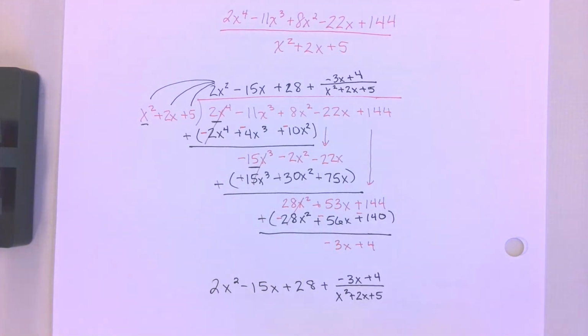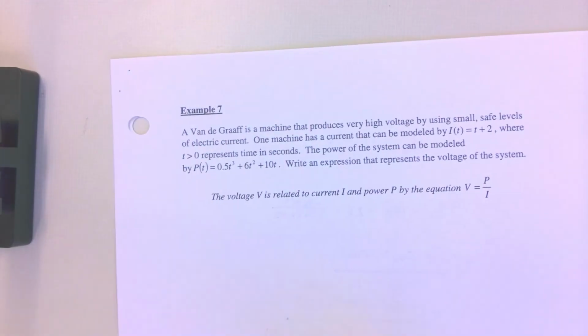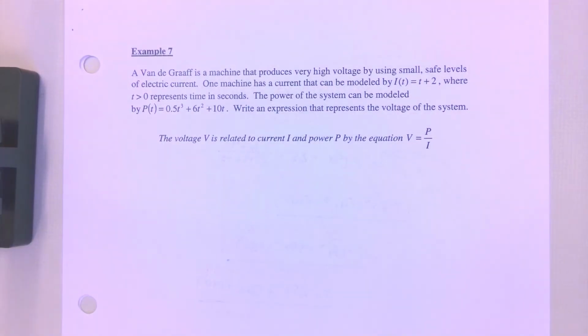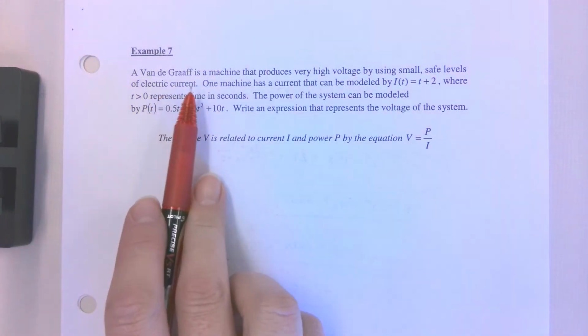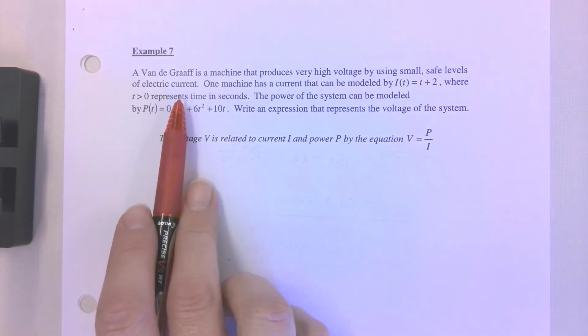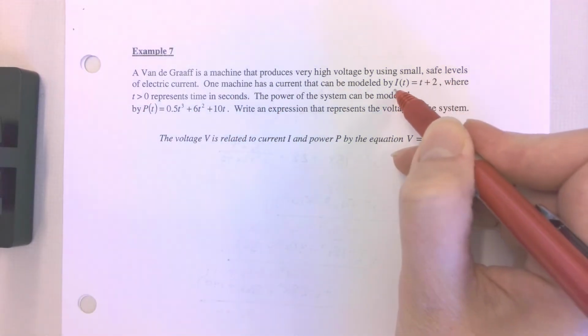All right, we have a word problem that we are going to look at. So here's an application problem. It's definitely in the world of physics, but we don't need to know physics in order to take care of this. But we have a Van de Graaff machine produces a very high voltage by using small but safe levels of electric current. One machine has a power that can be modeled by I of t.